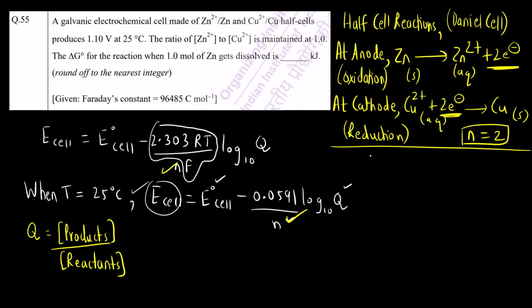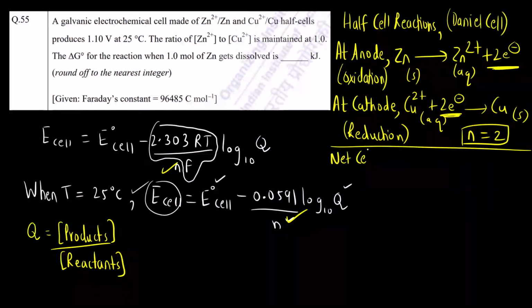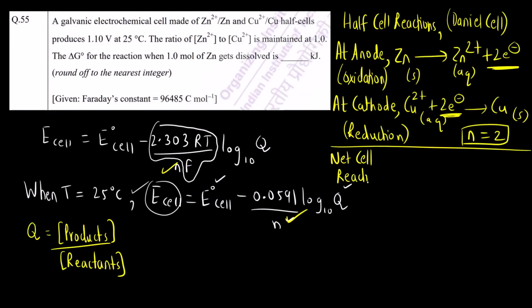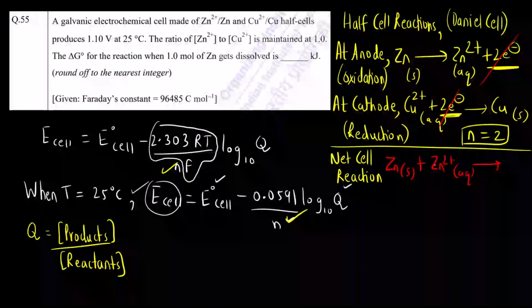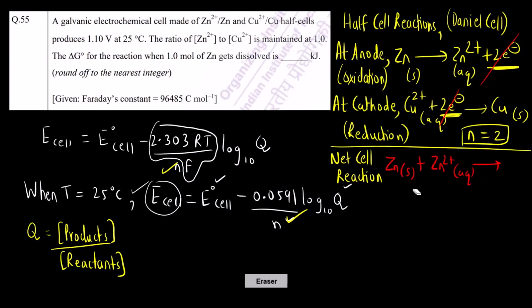Now we have to find out Q. Let me write down the net cell reaction. How do you write down the net cell reaction? Add both the half cell reactions. This 2 electrons get cancelled. What we will get? Zn solid plus Cu2+ aqueous gives Zn2+ aqueous plus copper solid.